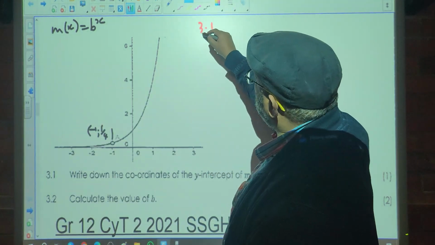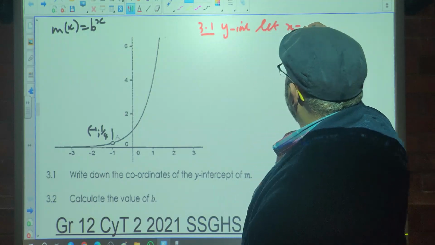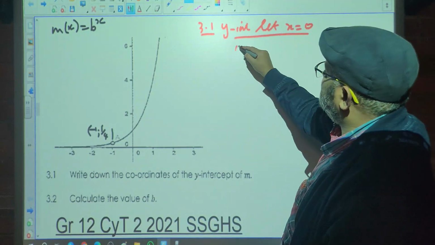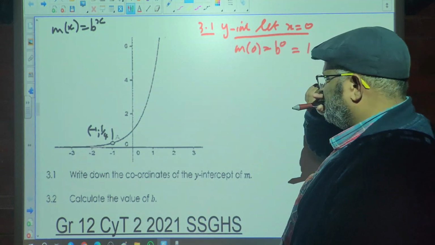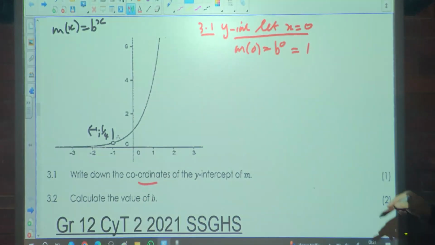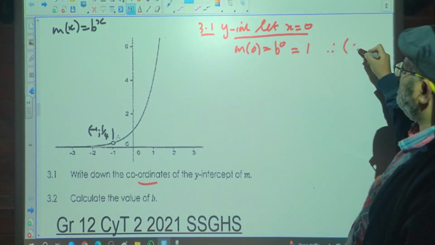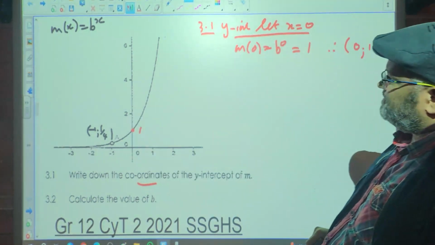People, how do you calculate the y-intercept? Let x equal to 0. So you get m of 0 equals b to the 0. Anything to the power of 0 is 1. So write down the coordinates. So therefore, it's going to be 0 and 1. Okay.